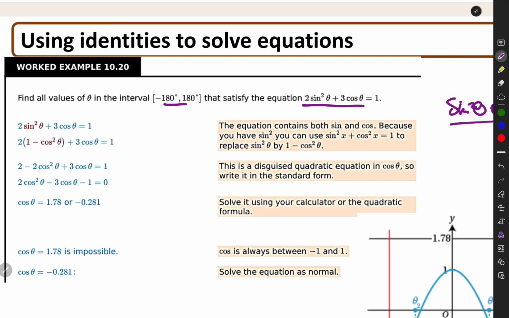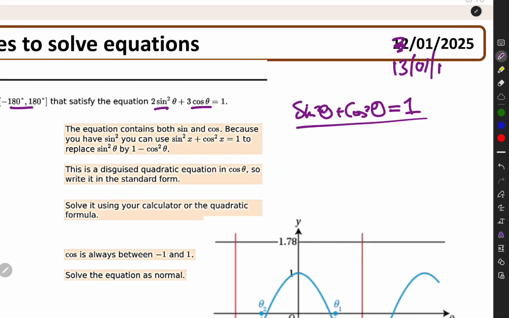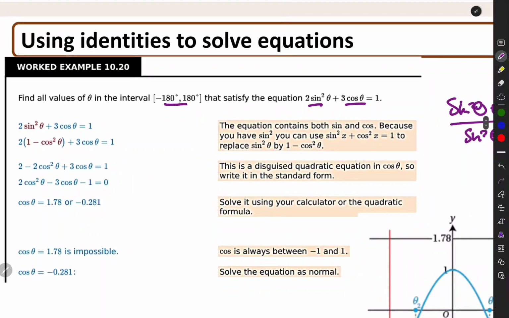So here it looks very similar in the first instance to a hidden quadratic. However, it's two different ratios. I've got sine here and cos here. However, we recognize from our main identity, sine squared theta plus cos squared theta is equal to 1, that I can say that sine squared theta is equal to 1 minus cos squared theta. Therefore, all instances of sine squared can be replaced with 1 minus cos squared theta, as they have it in this example here. And now we can complete it in the way that we did some yesterday.